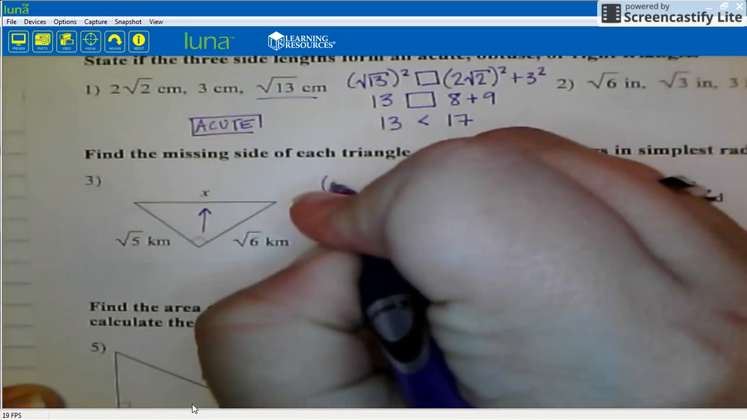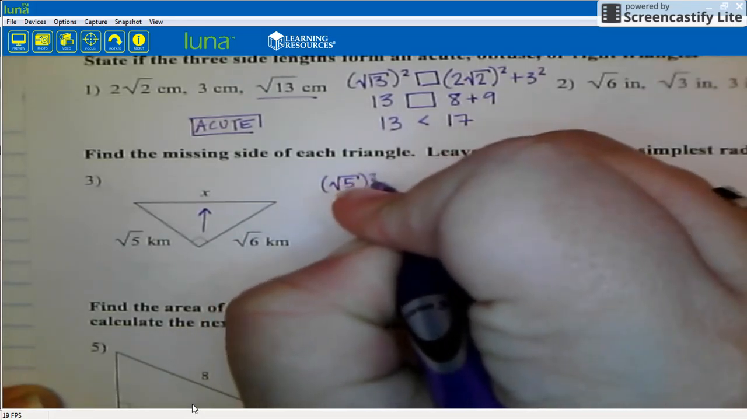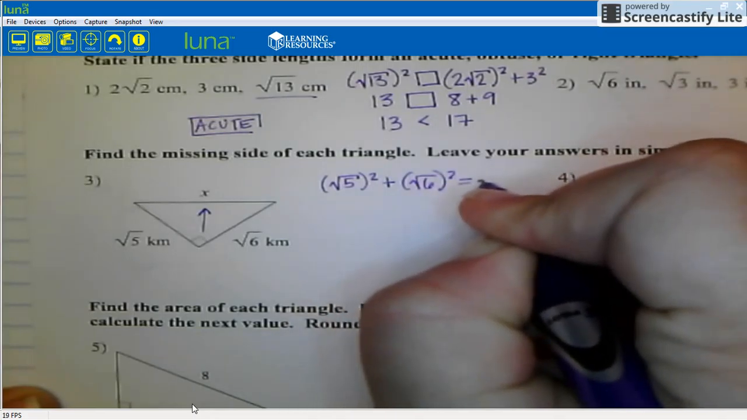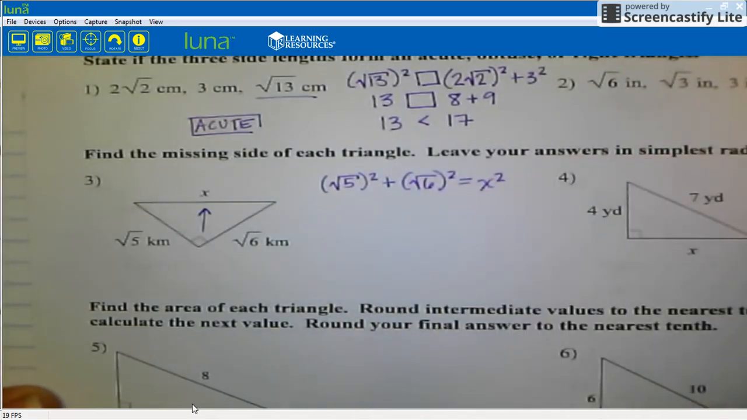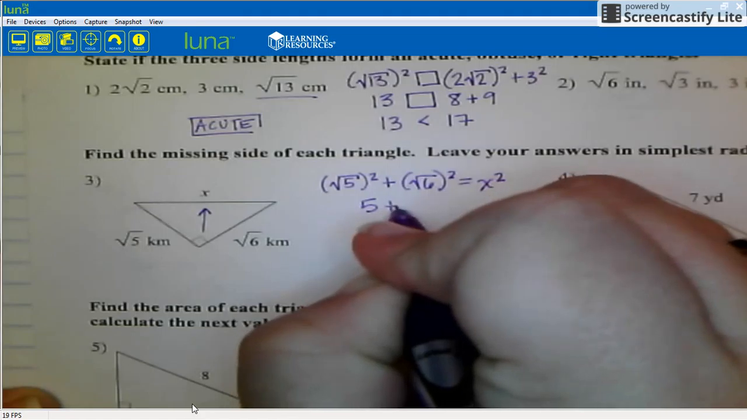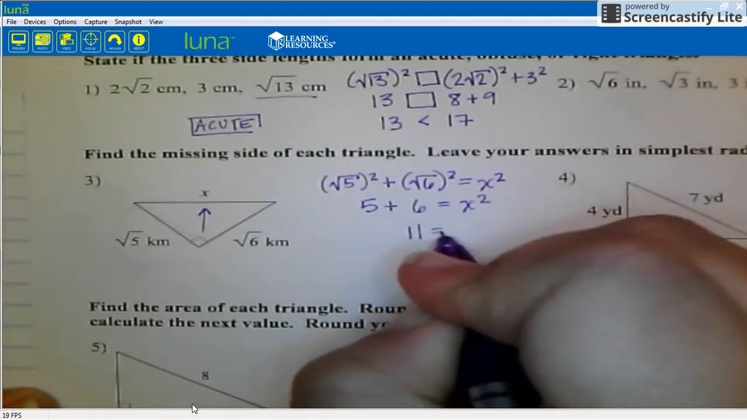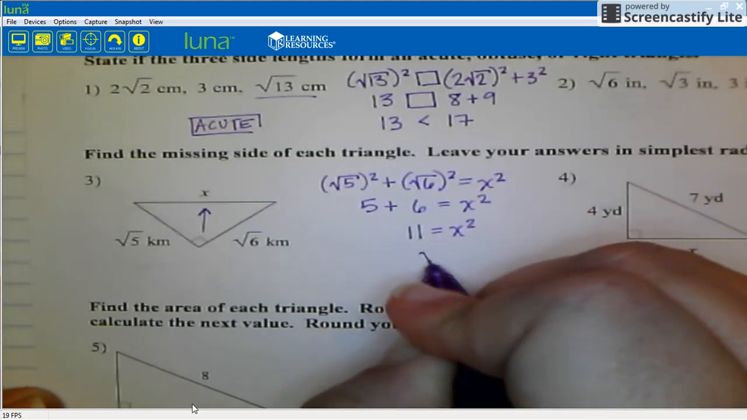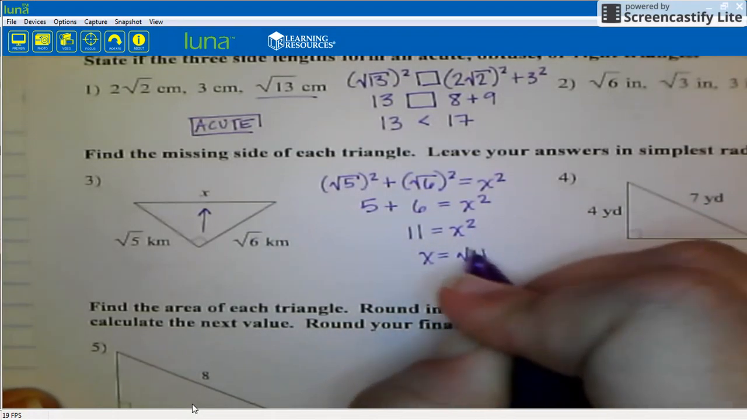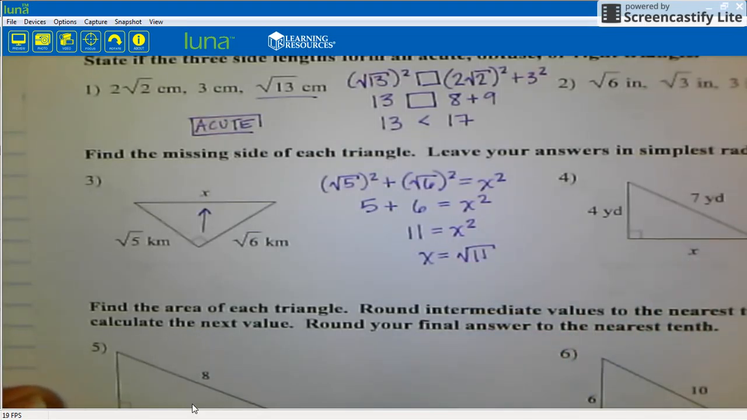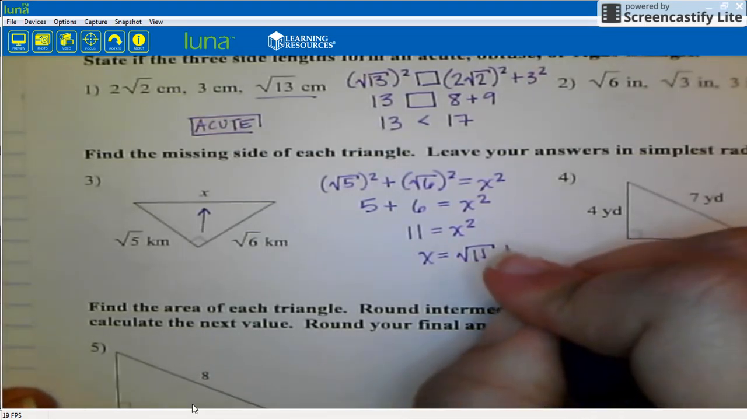So I know that the square root of 5 squared plus the square root of 6 squared is equal to x squared. So that means 5 plus 6 has to equal x squared. So I have 11 equals x squared, and x is equal to the square root of 11. Kilometers.